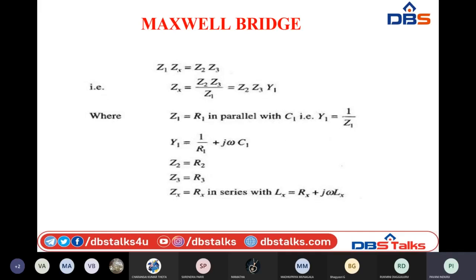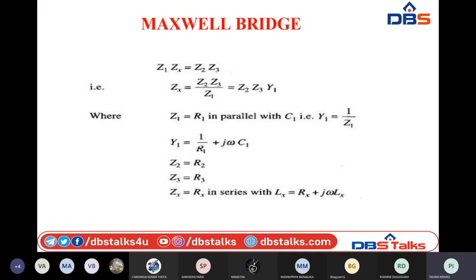So Z1 into Zx equal to admittance. The reciprocal of impedance is nothing but admittance. Why we are using admittance in this case is that it is easy to obtain the expression for admittance in case of parallel resistor and capacitor. That is why we are going to take the admittance value instead of the impedance value here.